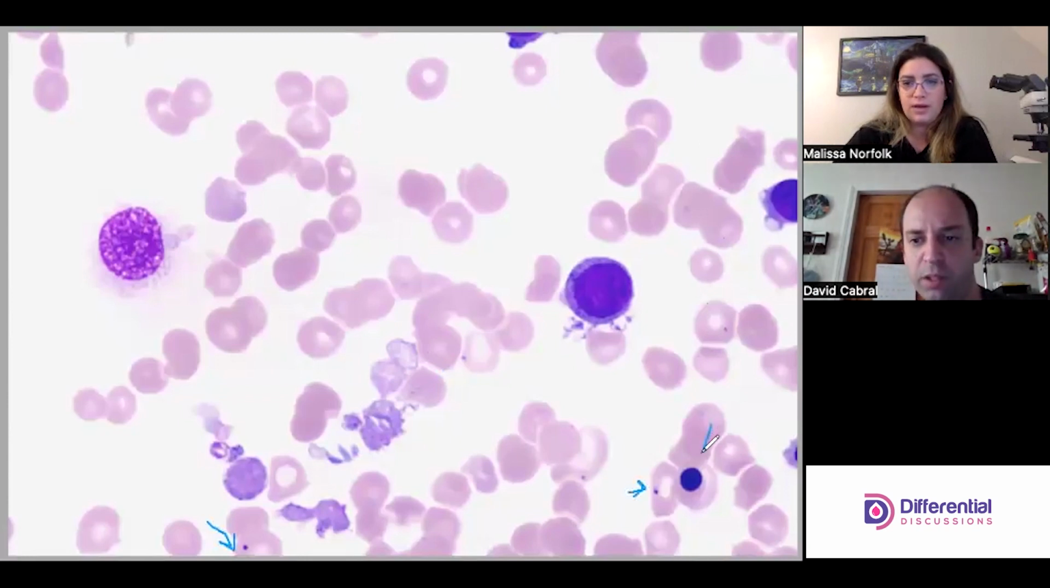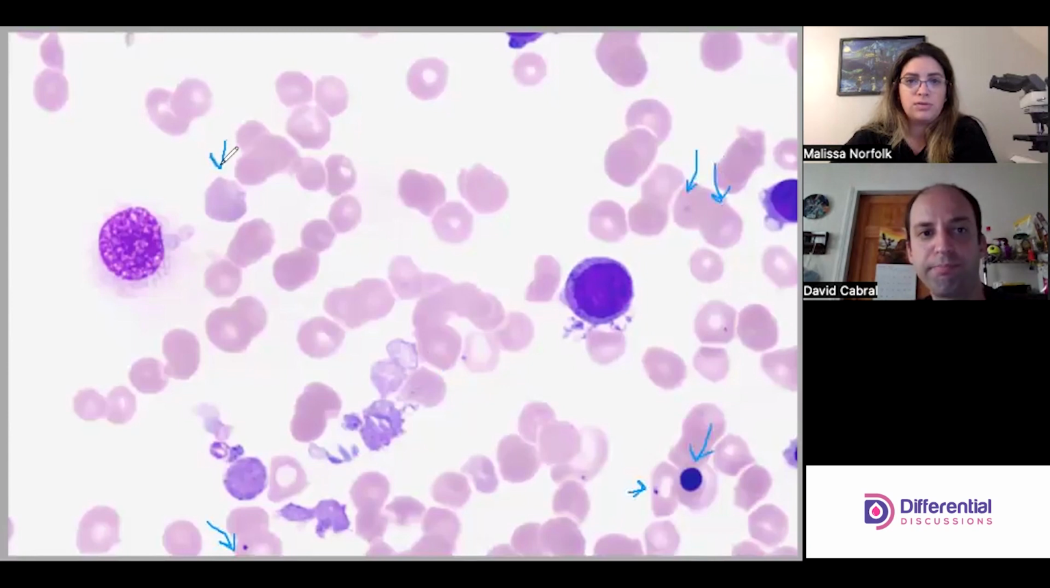We got one nucleated red cell there. So we've got an NRBC here. And then we had mentioned Pappenheimer, so there's some here. I just want to point them out. There's some spread throughout, but I feel like these are the easier ones to see.